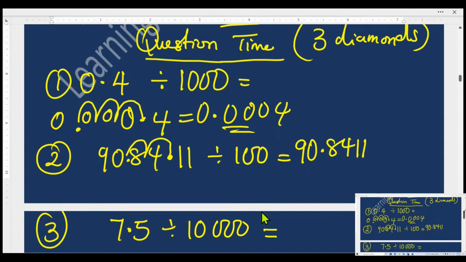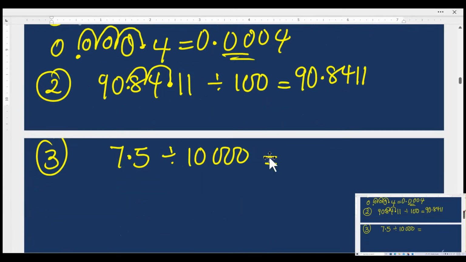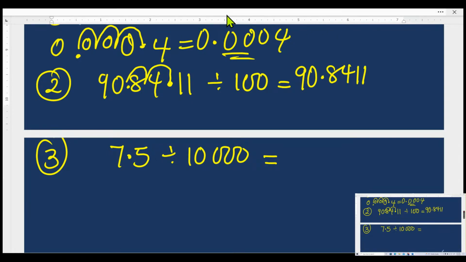So what is 7.5 divided by 10,000? What is 7.5 divided by 10,000? So let's see who wins.